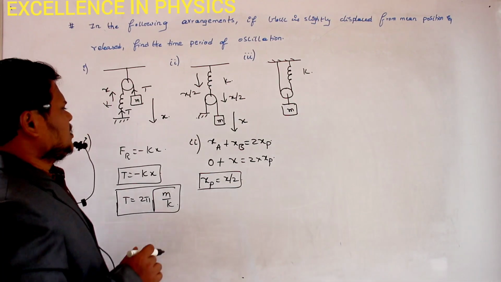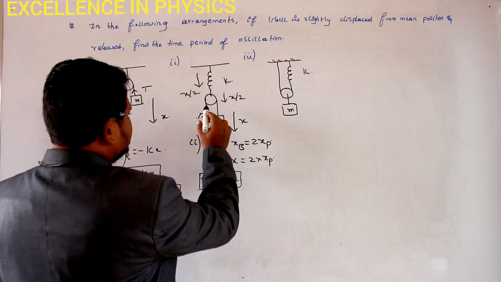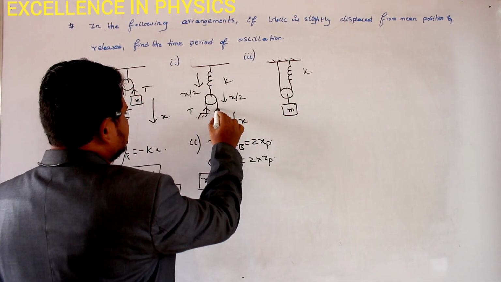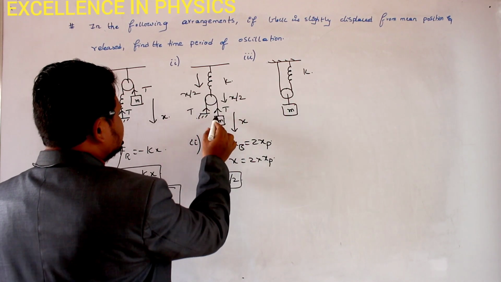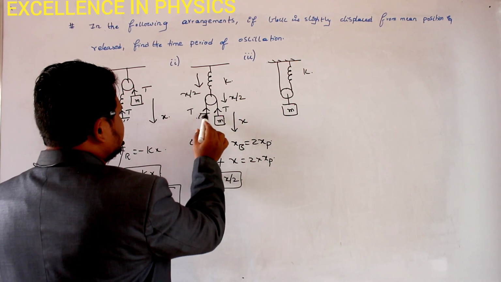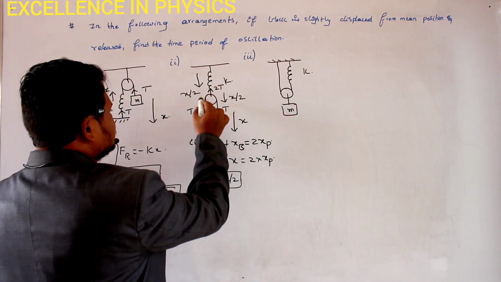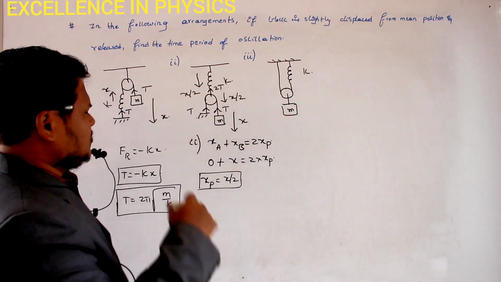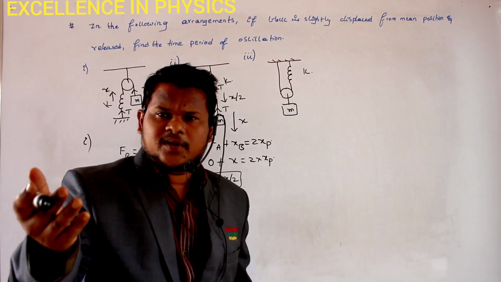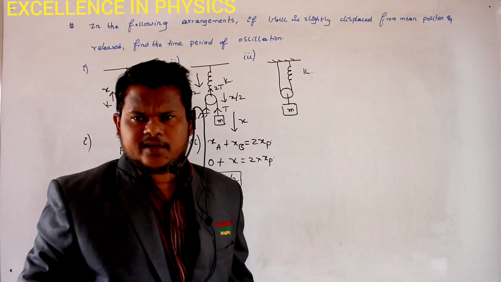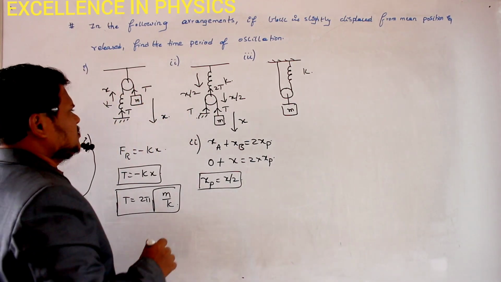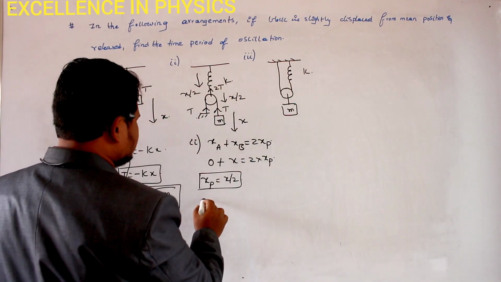Clear? Okay. Now what about tensions? Let us distribute the tensions. Here if tension is T, here also tension will be T because this is the same string. So here the tensions are T and T, then here tension will be 2T. Why? Because this is a massless pulley. So the tensions acting above this pulley and below this pulley should be equal. Clear? So now you write the equation for the spring.